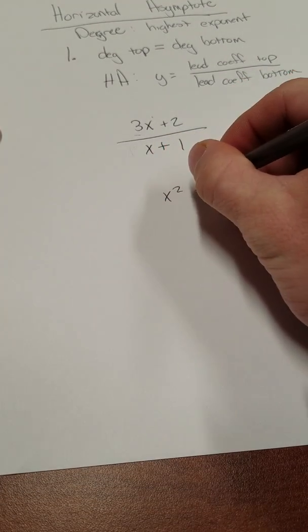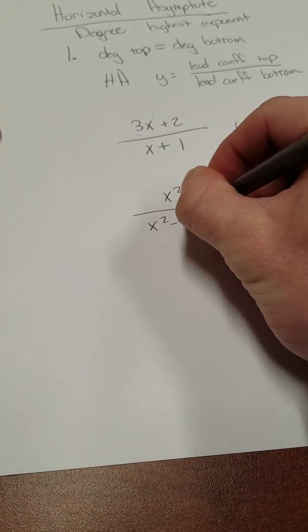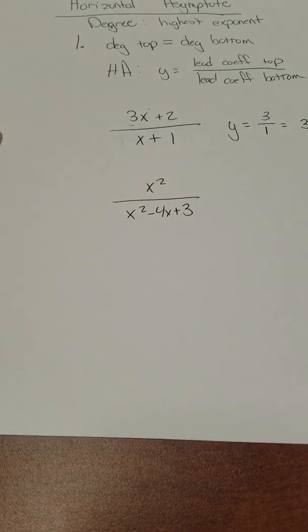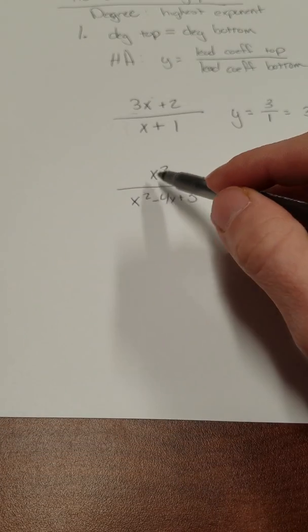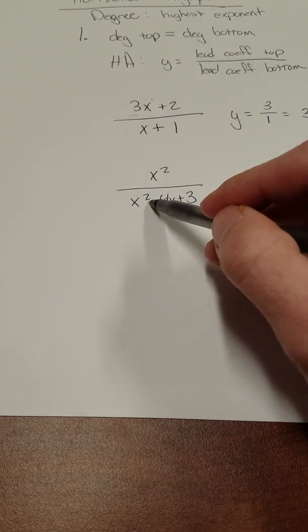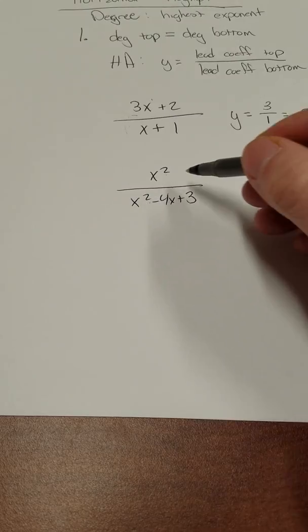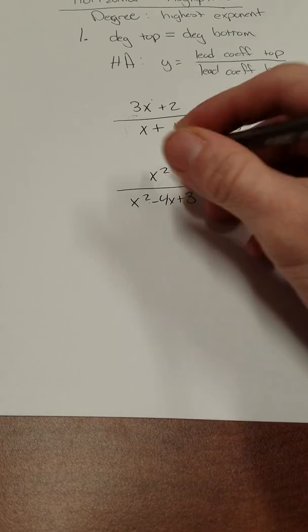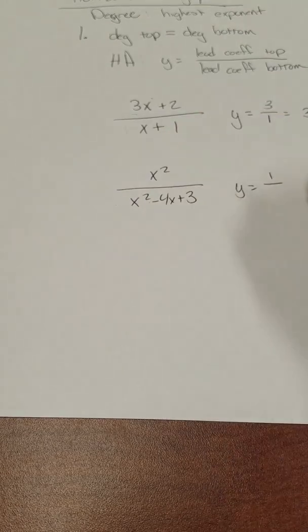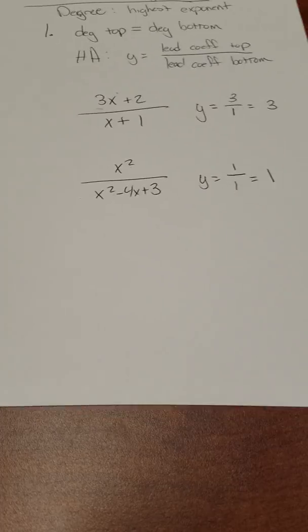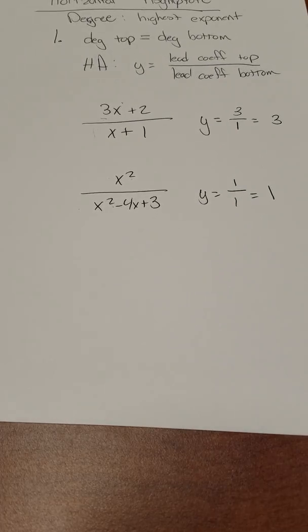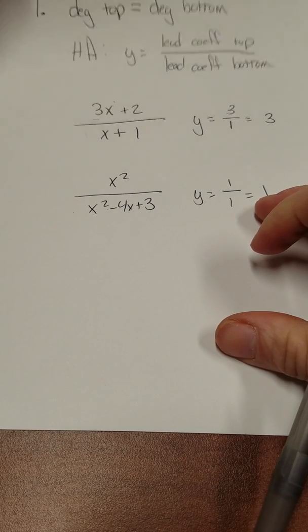One more example, x squared over x squared minus 4x plus 3. Degree of the top is 2. The degree of the bottom is 2. All right, so look at your leading coefficients. Y equals, the top is 1, the bottom is 1, so 1 divided by 1 equals 1. So my horizontal asymptote for this problem would be 1. So that's the first scenario, and one of the easier scenarios. The degree of the top equals the degree of the bottom, so simply divide their leading coefficients.